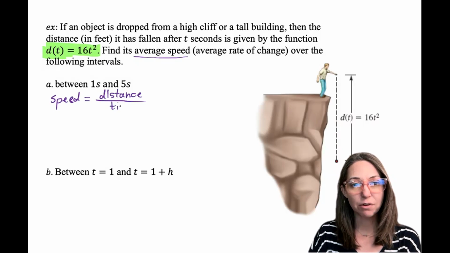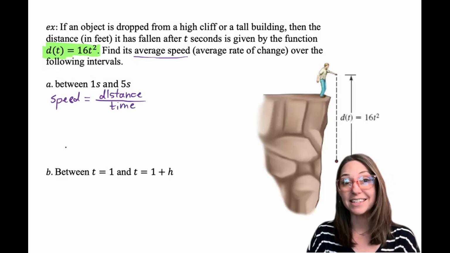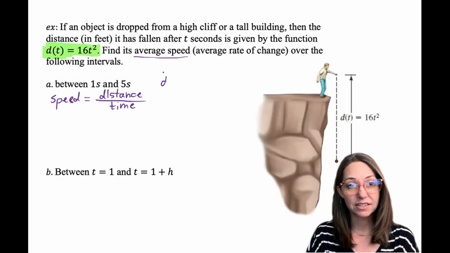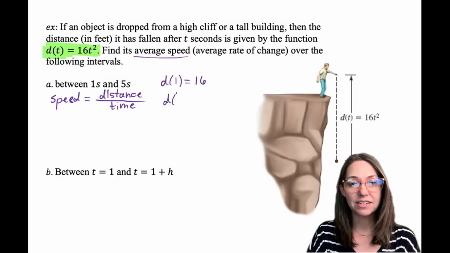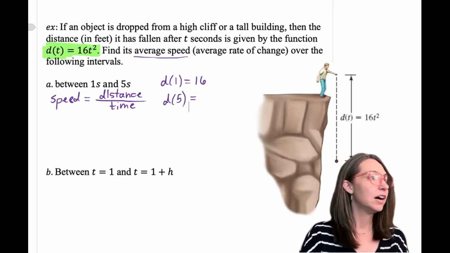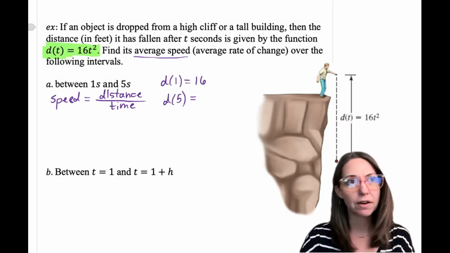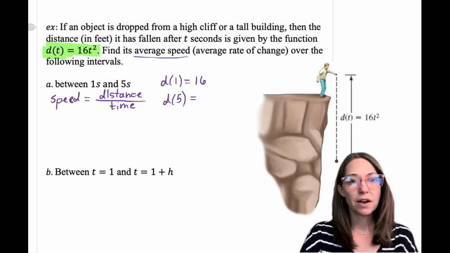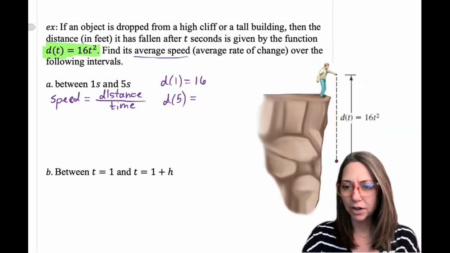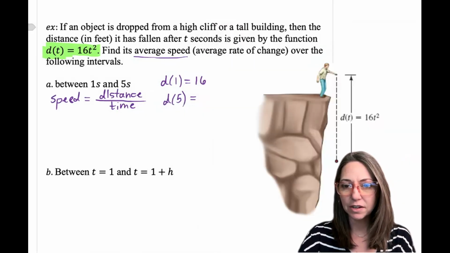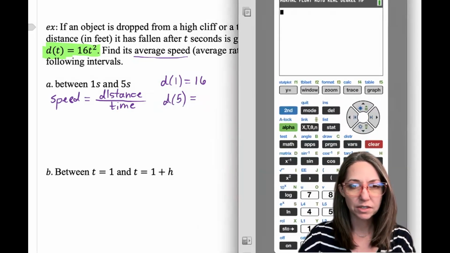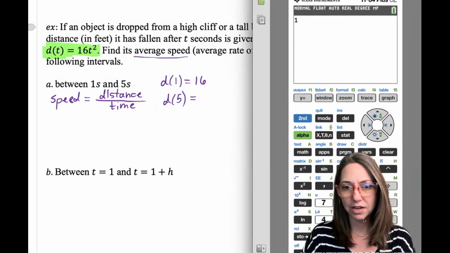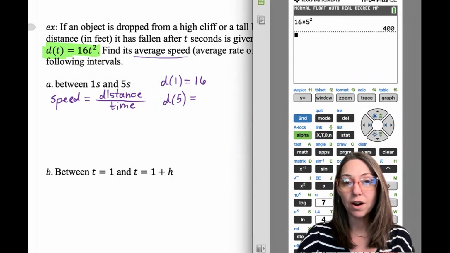So if speed is distance over time, then we need its distance. How far has it fallen? So let's find distance at time 1. If we plug in 1 for t, we're going to have 16 times 1 squared. I'm going to just jump to 16. And the distance 5 seconds after it has fallen, that one we may need a calculator for. Let's grab that real quick. For that one, we're going to plug in 5 into the 16t squared. So we're going to do 16 times 5 squared is equal to 400.